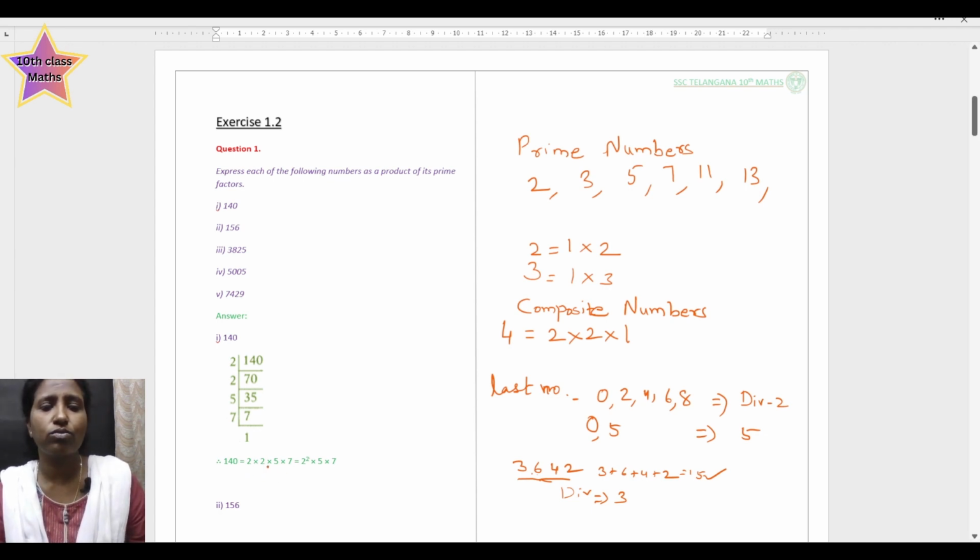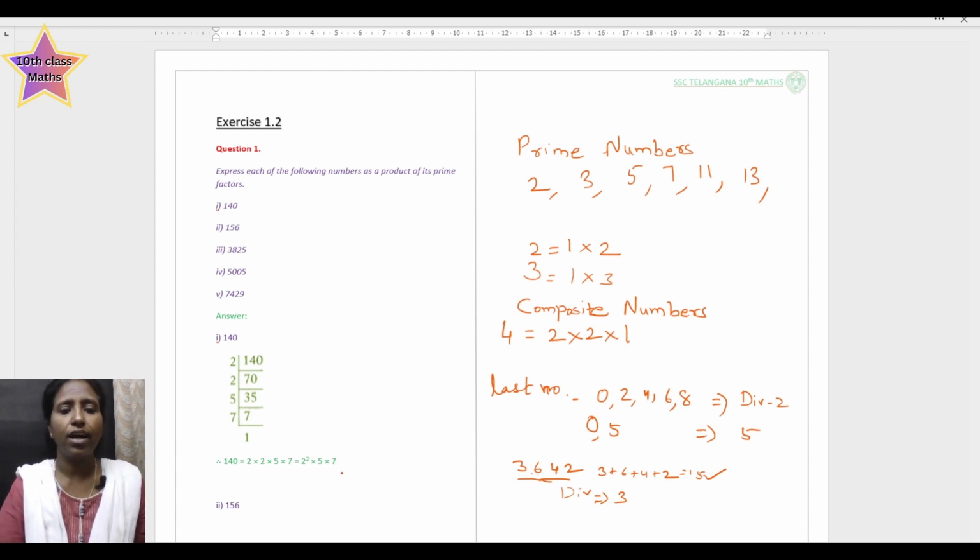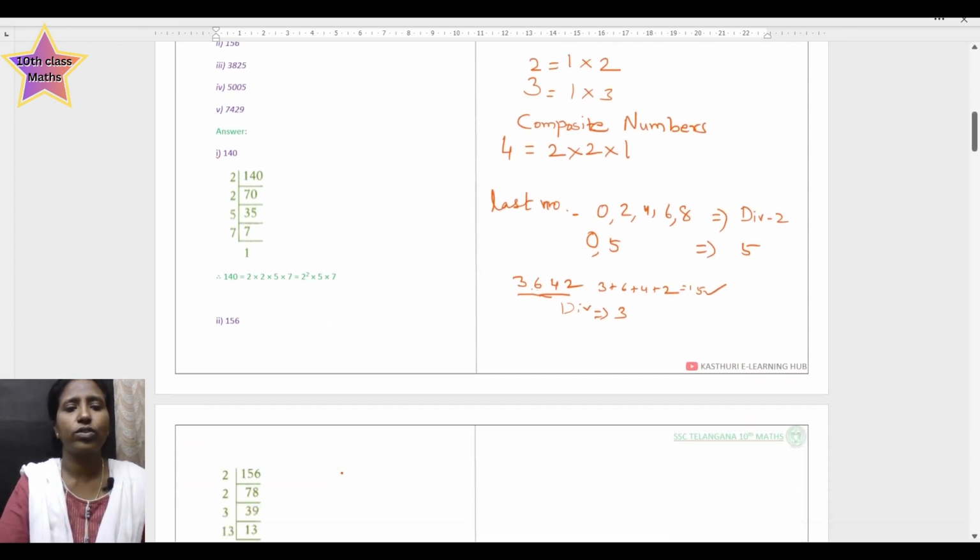So how many 2's are there here? There are two 2's. So how will you write that? 2 square. However many 2's there are, you write that many. If it is 2 into 2 into 2, you will write it as 2 cube. Here two 2's are there, so 2 square into 5 into 7. That is the answer. We move on to the next one.